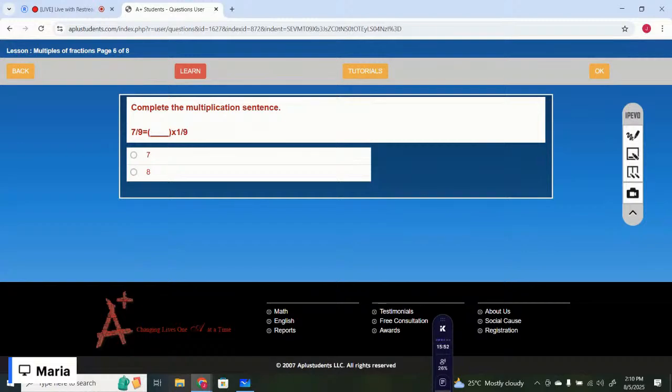7 by 9 equals the missing number times 1 by 9. That is 7 times 1 by 9. Option number 1 is the correct option.